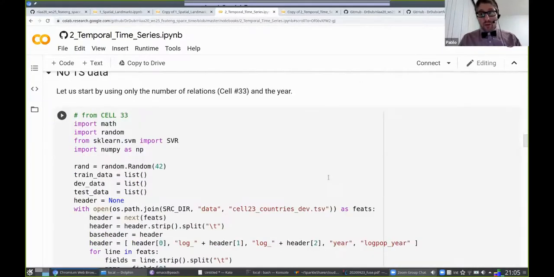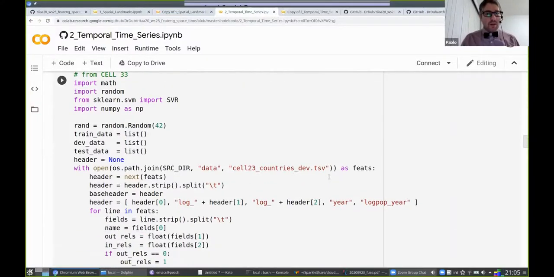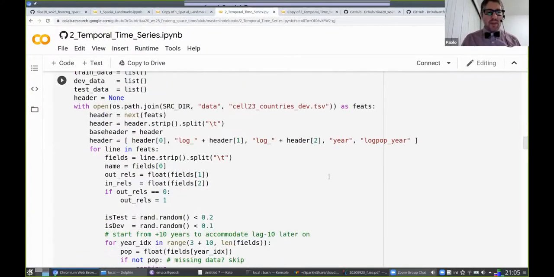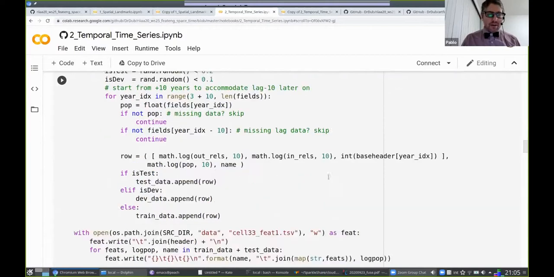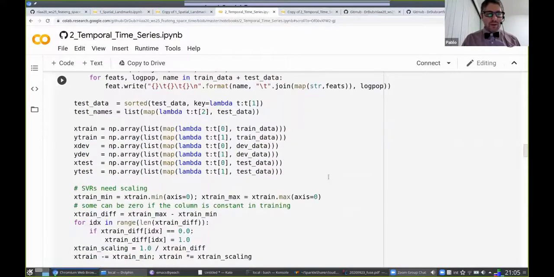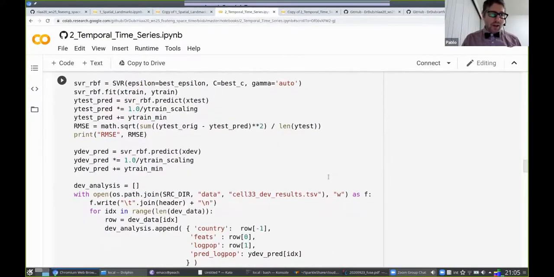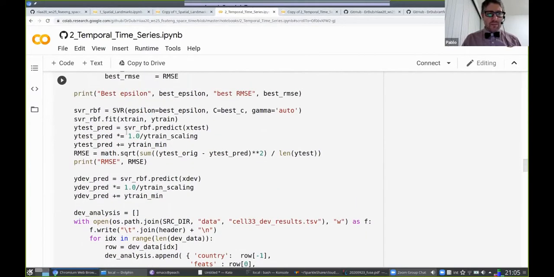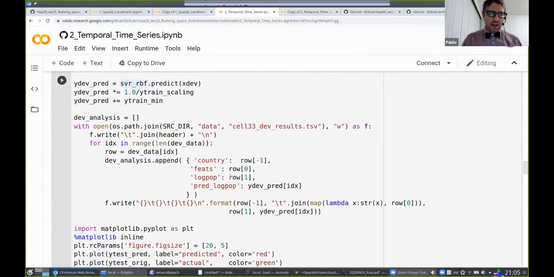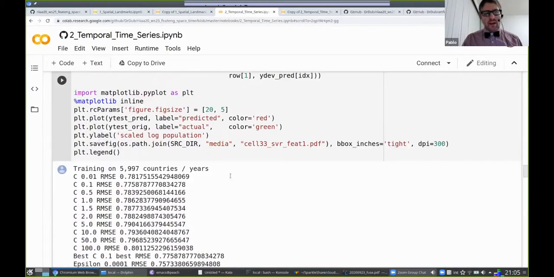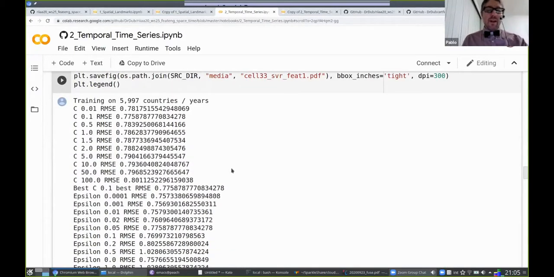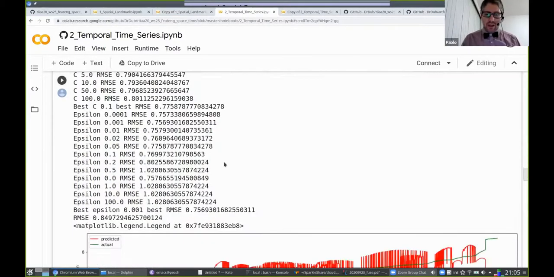So the first approach is just no time series data. We are trying to predict a particular value using this feature, yeah, the inlinks and outlinks. And for this, I'm using support vector regression, yeah, and I'm doing a little bit of a linear search for the best parameters rather than a grid search, so it runs fairly fast.